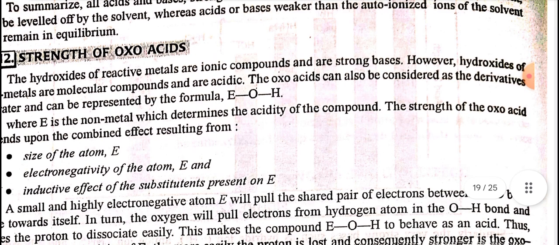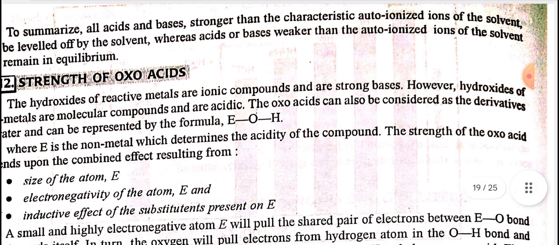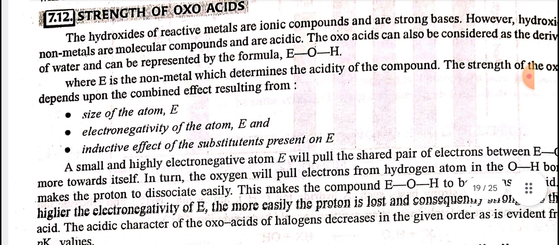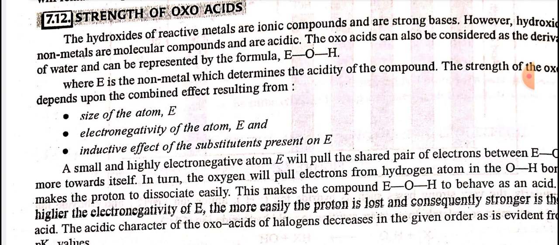To summarize, all acids and bases stronger than the characteristic autoionized ions of the solvent will be leveled off by the solvent, whereas acids or bases weaker than the autoionized ions of the solvent will remain in equilibrium. Strength of oxoacids. The hydroxides of reactive metals are ionic compounds and are strong bases. However, hydroxides of nonmetals are molecular compounds and are acidic.